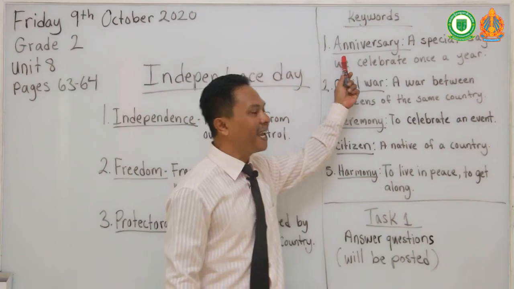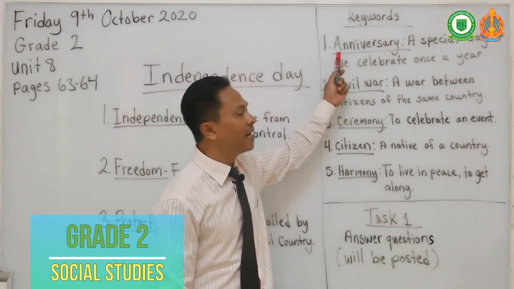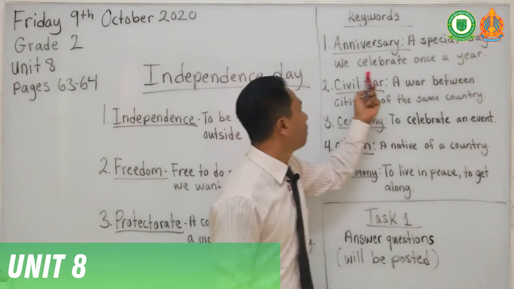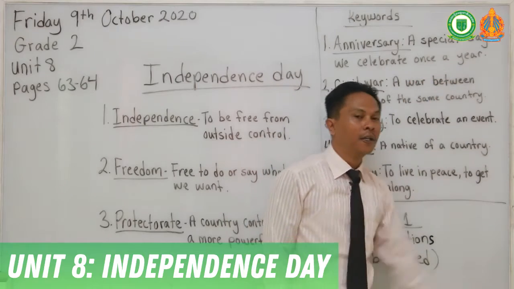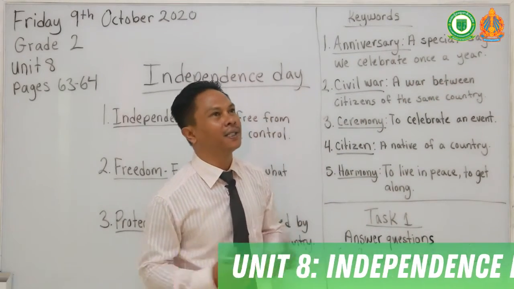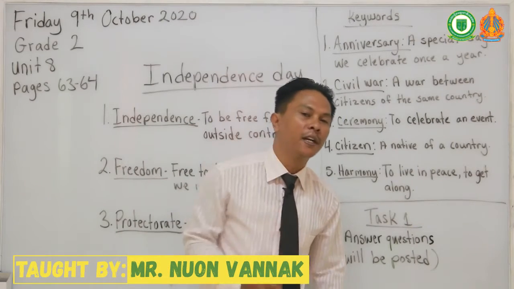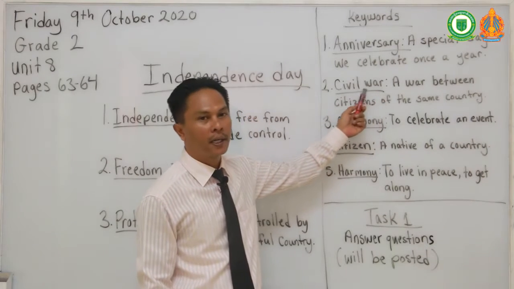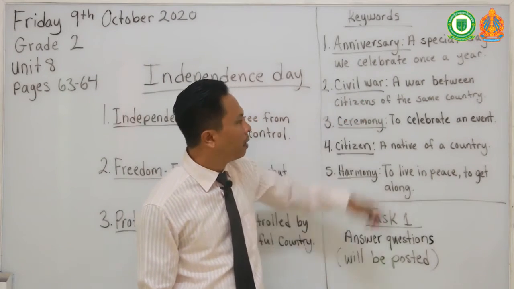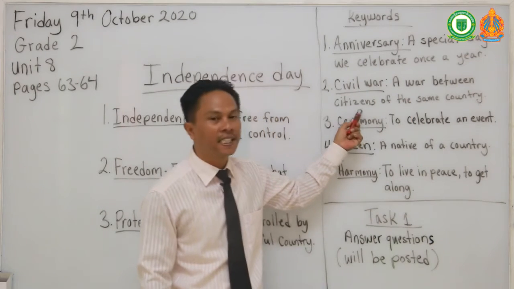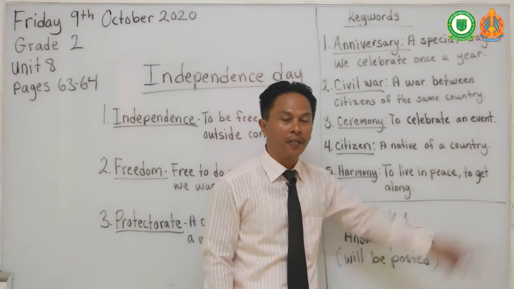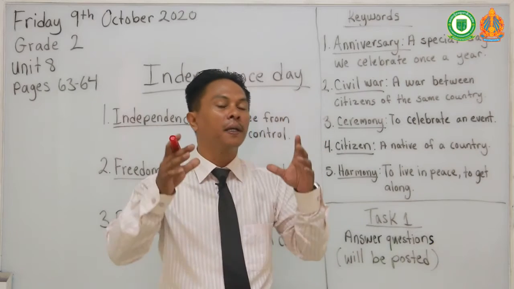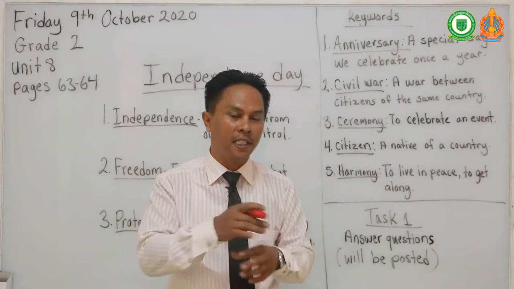Okay, number one, anniversary. Meaning it's a special day we celebrate once a year. So basically, anniversary is like, say for example, a birthday. Once a year we celebrate, okay? Okay, and number 2, Civil War. That's a war between citizens of the same country. So Civil War is not the same as war. Civil War means same people in the country fighting against each other.